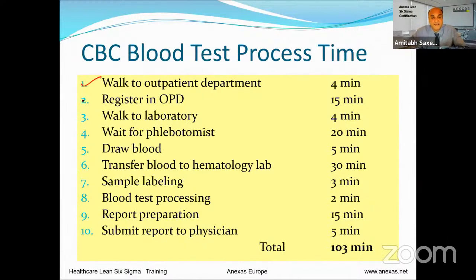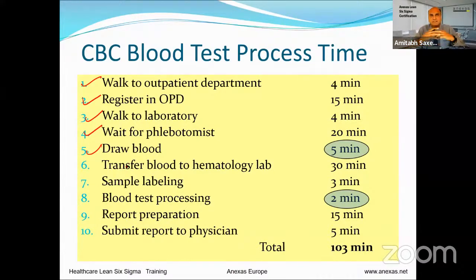Walking to the OPD, registration in OPD, walking to the lab, waiting for the phlebotomist, these are all not adding any value. Although you may say that, to get the lab results, you have to fulfill these processes, but they are not directly adding any value. So there are only 2 steps: drawing blood and blood test processing. They are the only 2 steps which are adding value, and remaining are non-value added steps.